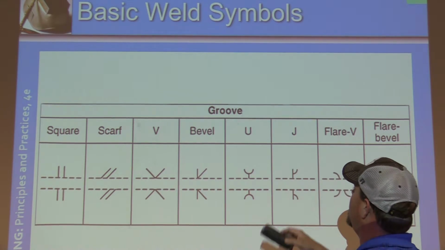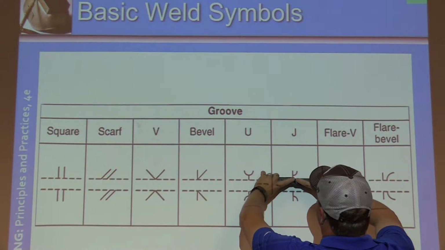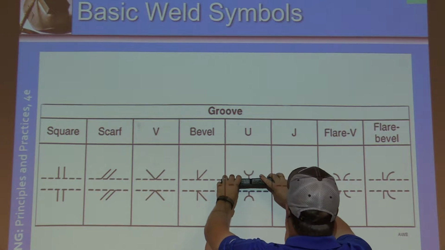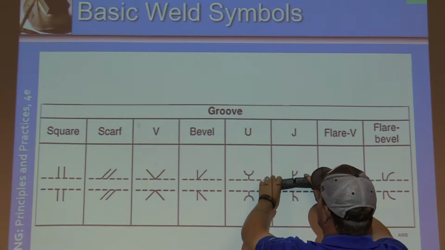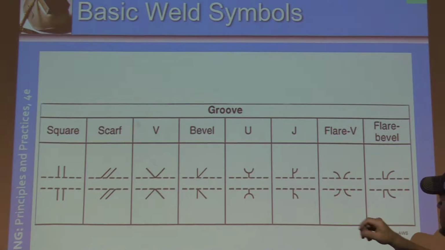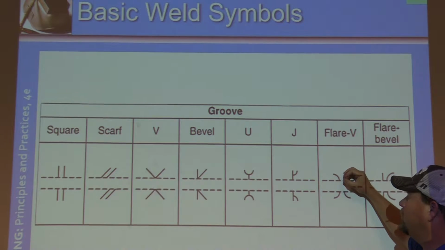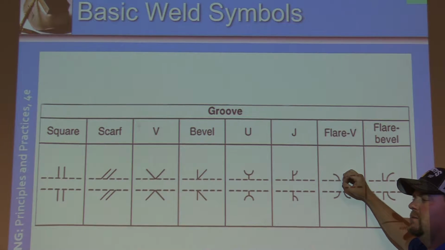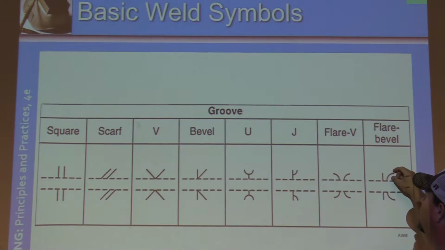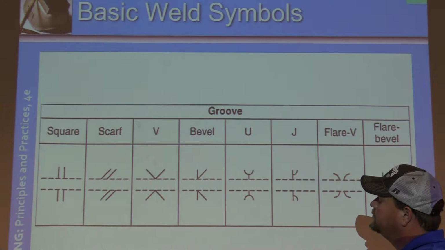U and the J. So you can see if you have 2 members here like this, and they're both prepped, they both have J grooves on them, then it becomes a U joint. Just one, now it's just a single J. Flare V, flare bevel, excuse me. That's very common with round stock. So a round piece of tubing or round stock bar there, and then a piece of flat material here would be a flare bevel. 2 pieces of round stock, flare V groove, okay?